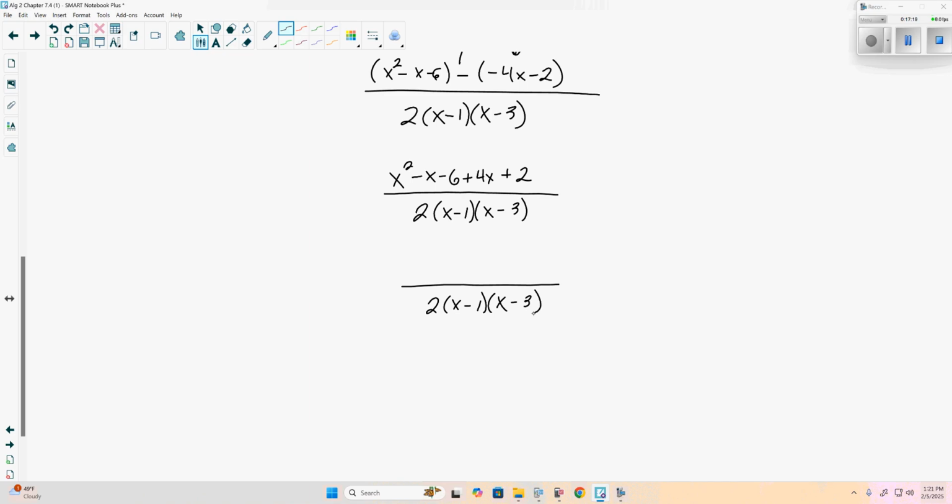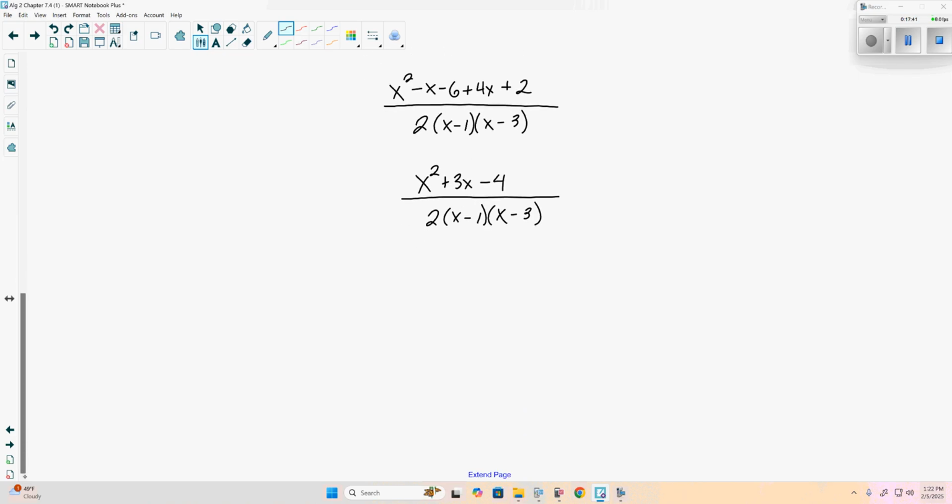Now we're going to combine like terms. Our negative x plus 4x is going to be plus 3x. Our negative 6 plus 2 is going to be negative 4. Questions on how we got to this point here? Last thing we need to do is factor this.